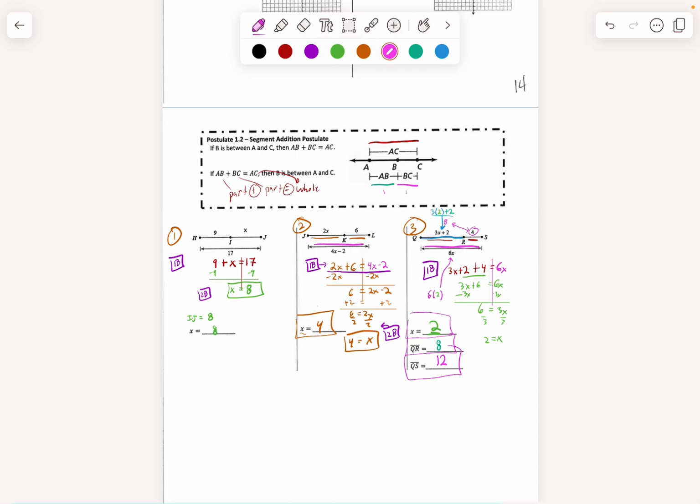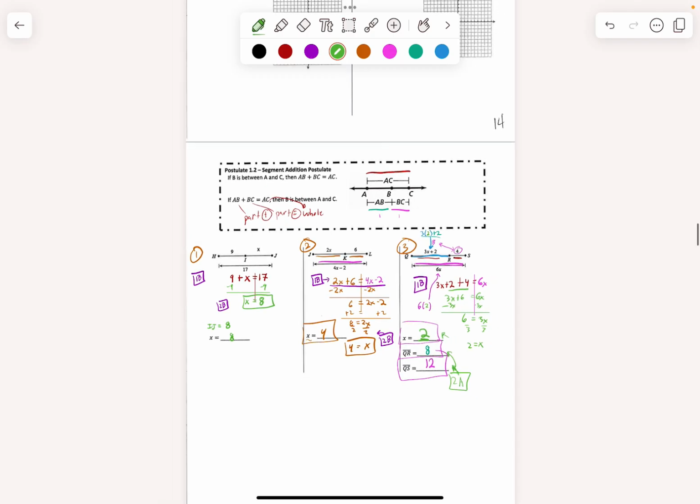Can you create an equation? Can you solve it? Can you sub it back in? That subbing process is a 2A component, but that's neither here nor there. That's what I'm looking for in this section of notes.